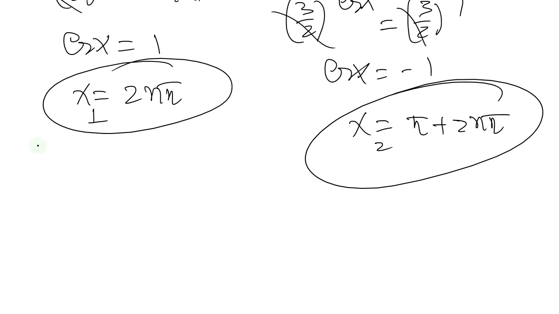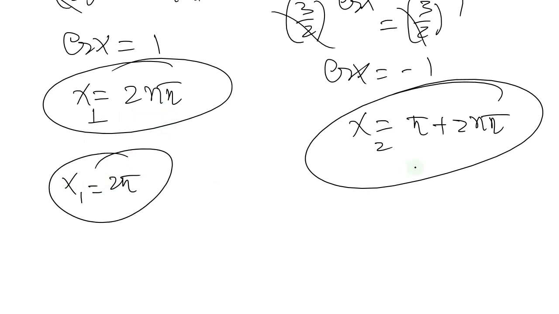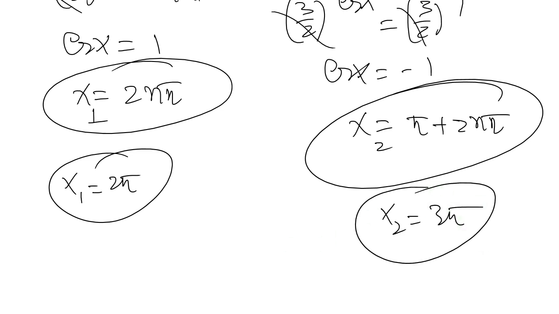If, for instance, n is 1, you're going to have x1 equals 2 pi, and here x2 equals 3 pi, and you will keep solving this way. But let's just stay with the general solutions, which are these ones here.